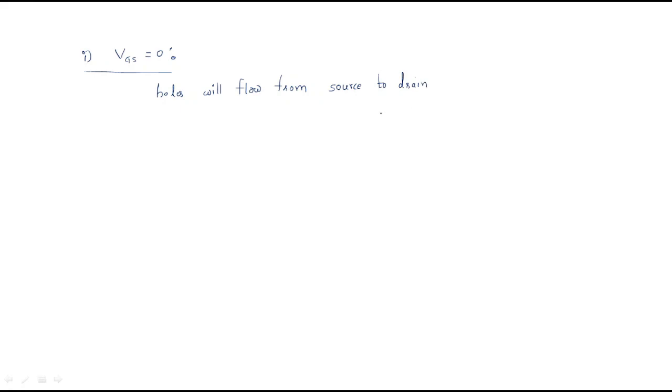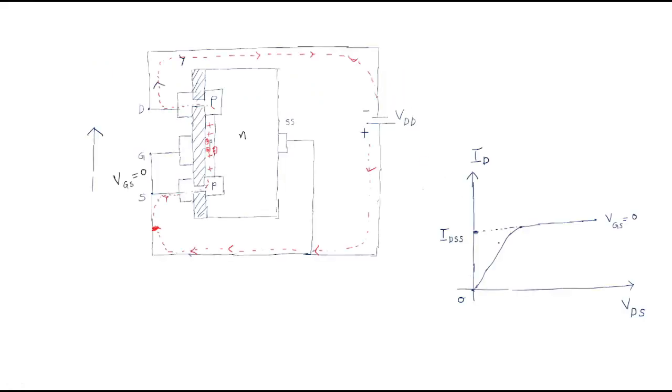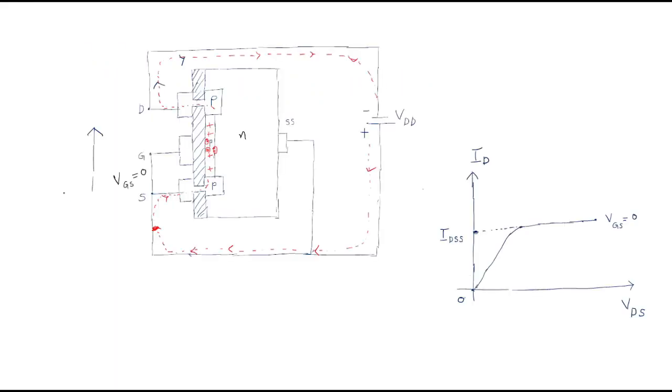Holes will directly flow. That's why the current will flow. The flow is like this. Next, if the gate to source voltage is positive, then what do we have to discuss here? If we are giving a positive gate to source voltage, we should remove all these things.